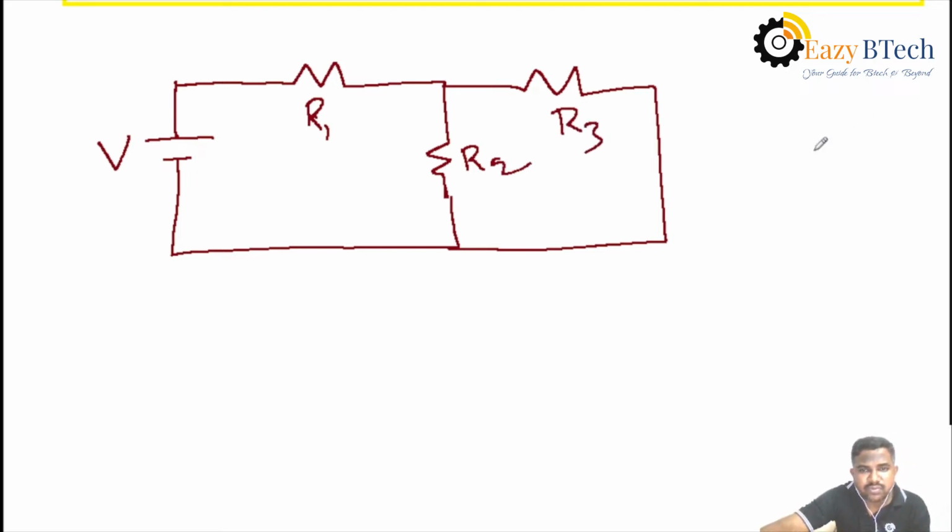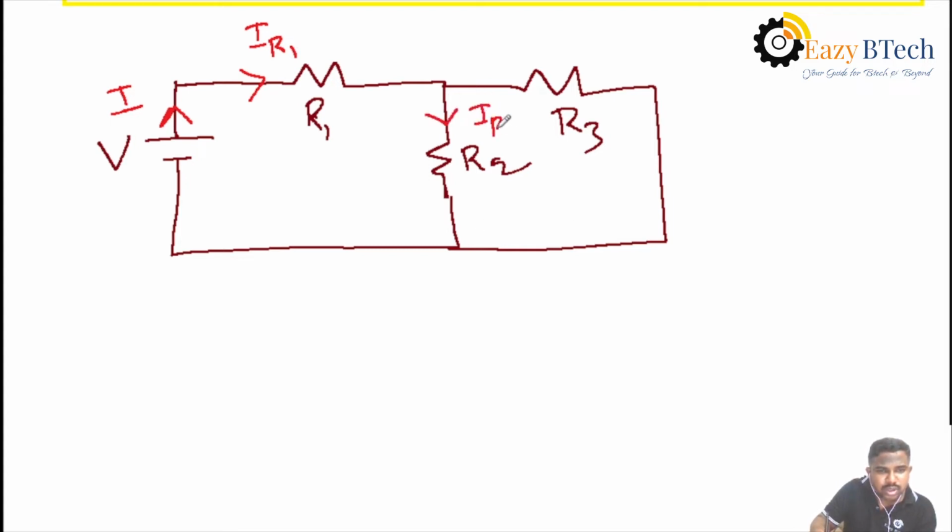Then what is our first calculation? After giving the circuit, we have to calculate the current passing through each branch. For example, I am taking the current I passing through the source branch, and the current passing through R1 is IR1. Similarly, the current passing through R2 is IR2, and the current passing through R3 is IR3.